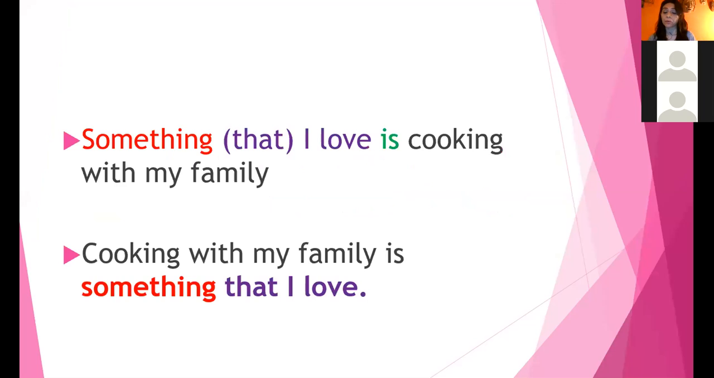And this is the example. Something that I love, that is the relative pronoun. Something that I love is cooking with my family. Now, something that I love is my noun phrase, and it's acting as a subject because it's before the verb be. And sentence number two, you have cooking with my family is something that I love. Something that I love, again, is my noun phrase, but in this case, it's acting as an object. Why? Because it's after the verb be.